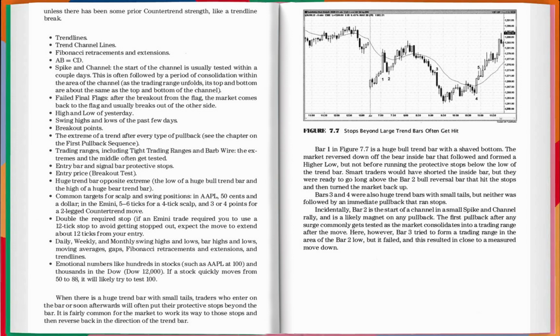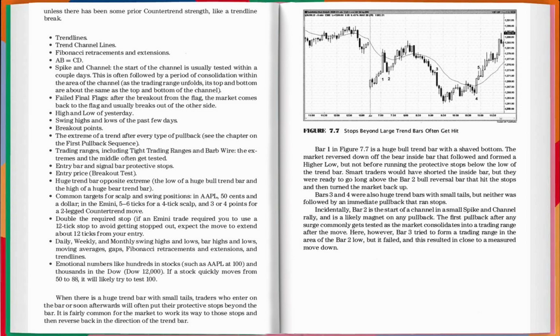When there is a huge trend bar with small tails, traders who enter on the bar or soon afterwards will often put their protective stops beyond the bar. It is fairly common for the market to work its way to those stops and then reverse back in the direction of the trend bar. Bar 1 in figure 7.7 is a huge bull trend bar with a shaved bottom. The market reversed down off the bear inside bar that followed and formed a higher low, but not before running the protective stops below the low of the trend bar. Smart traders would have shorted the inside bar, but they were ready to go long above the bar 2 bull reversal bar that hit the stops and then turned the market back up.